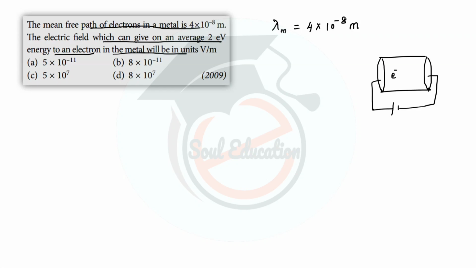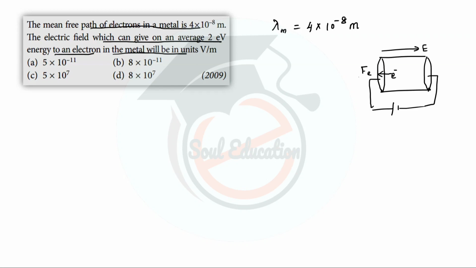Surely what will happen? Due to the external potential difference, it will gain some energy. This is the field direction, and this is the force direction. So there is one force involved on the electron, that is my Fe, the electric force, which is a conservative force. So how much energy does that electron get? It gets 2 electron volt energy.